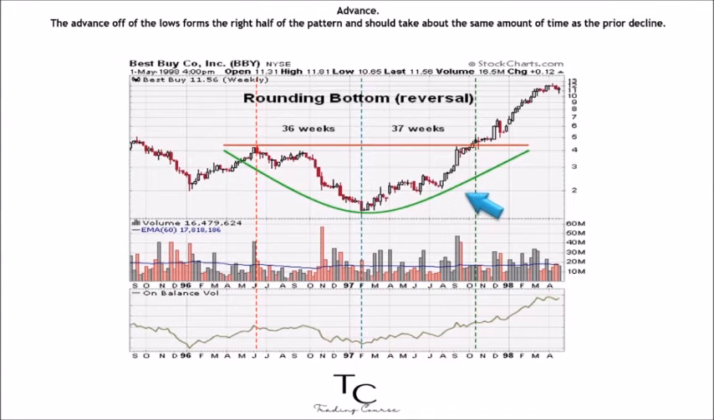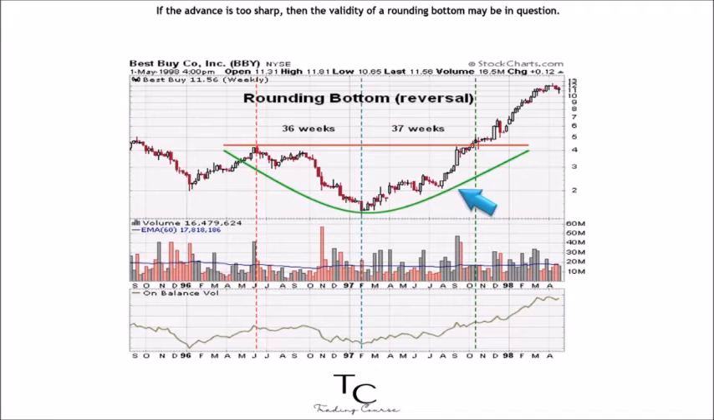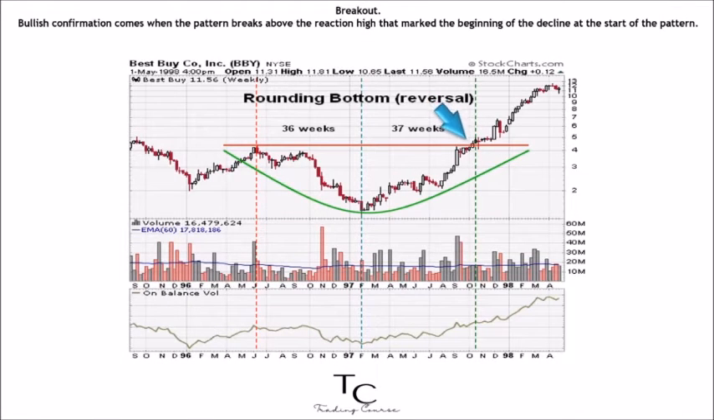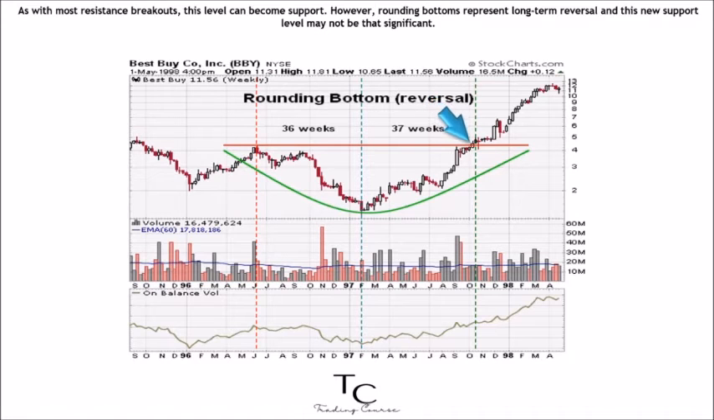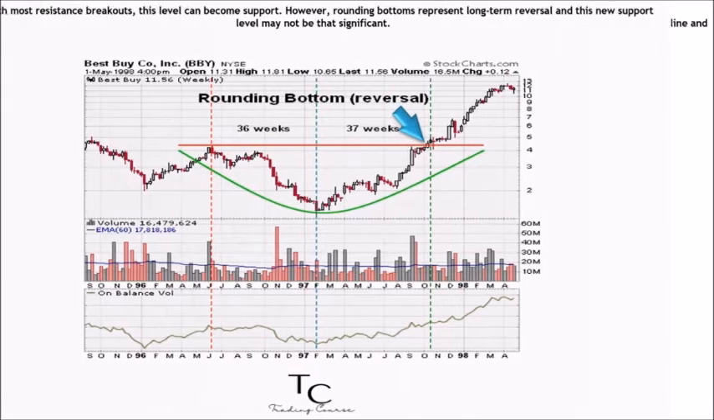Advance. The advance off of the lows forms the right half of the pattern and should take about the same amount of time as the prior decline. If the advance is too sharp, then the validity of a rounding bottom may be in question. Breakout. Bullish confirmation comes when the pattern breaks above the reaction high that marked the beginning of the decline at the start of the pattern. As with most resistance breakouts, this level can become support. However, rounding bottoms represent long-term reversal, and this new support level may not be that significant.